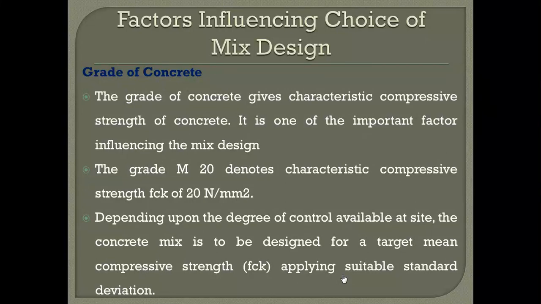So if you take M20 grade, as I told, M indicates the mix and 20 indicates the characteristic strength, that is fck, that is 20 Newton per mm square. So only 5% of the test results are expected to fall below, whereas 95% of the strength should be equal to 20 or more than 20.